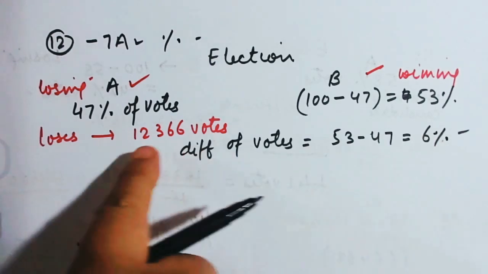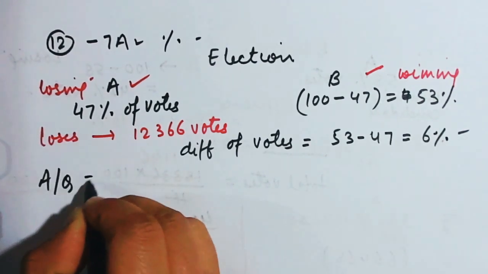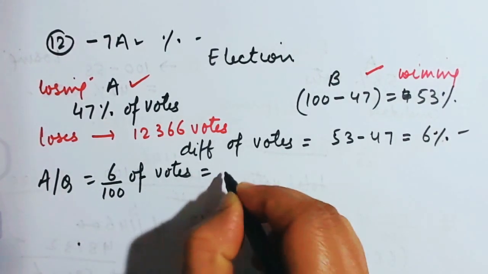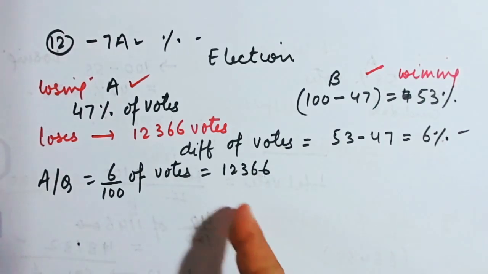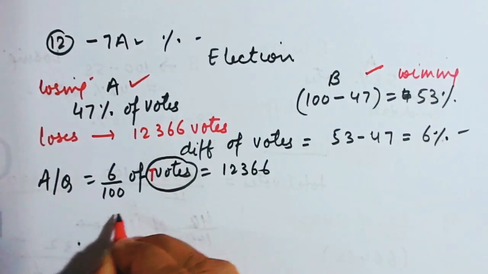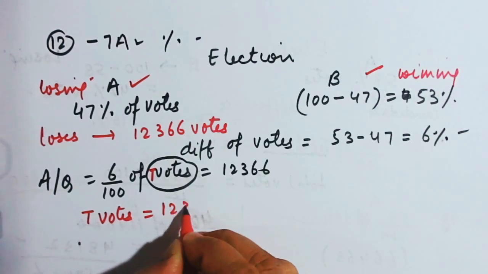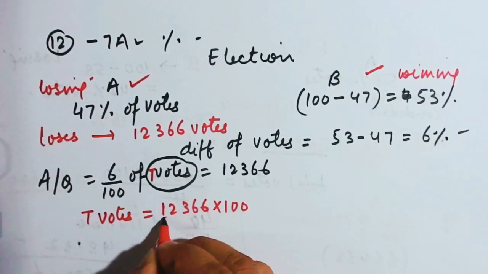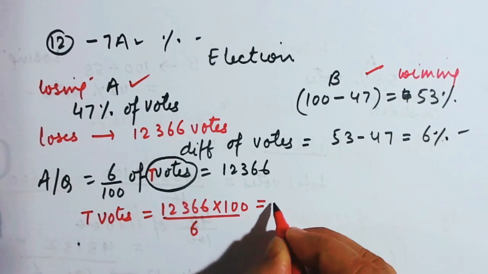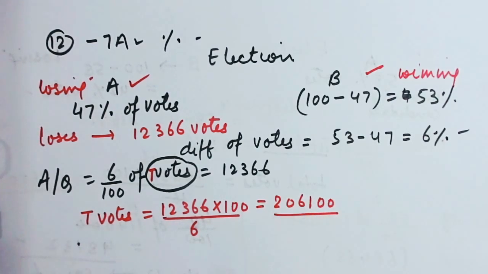So this 6% of votes is 12366. According to the question, 6% of total votes is equal to 12366. Now you have learned how to find the total number of votes. Therefore, the total number of votes will be equal to 12366 times 100 by 6, which will give you the total votes polled as 206100.